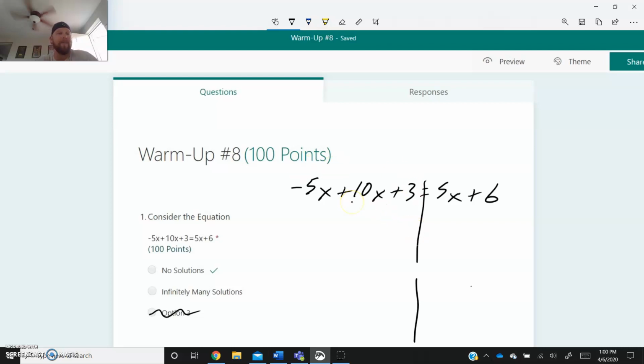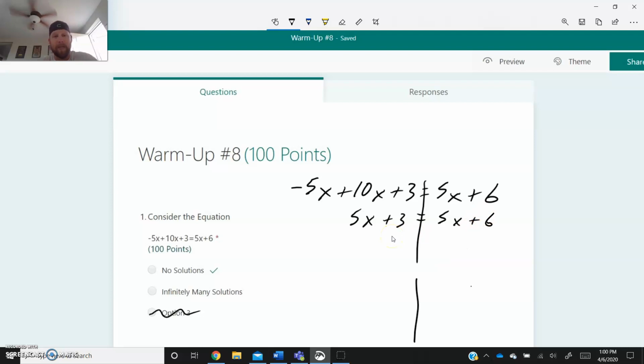And now, usually I would do the distributive property. I don't have any parentheses. I'm going to combine like terms. So I have a negative 5x and a positive 10x. That's going to end up leaving me with a positive 5x plus 3 equals, and I'm just going to leave that there. I'm not going to change anything. Then going on from there, now I need to move things back and forth.